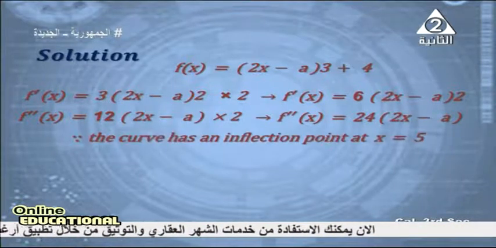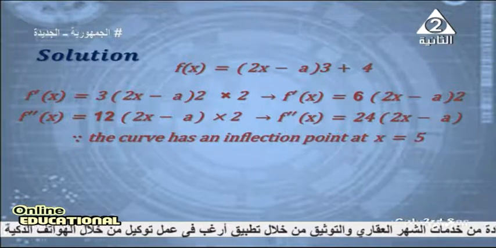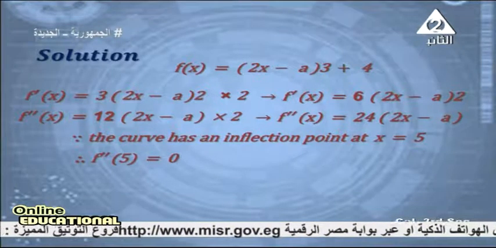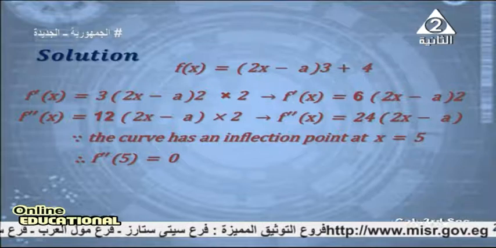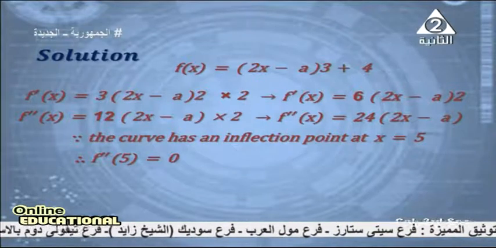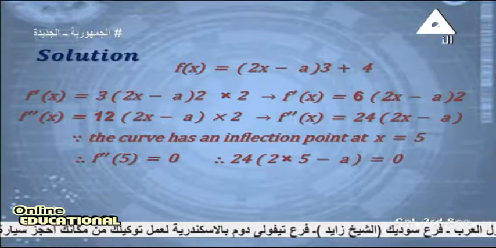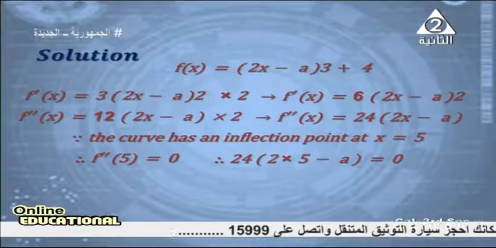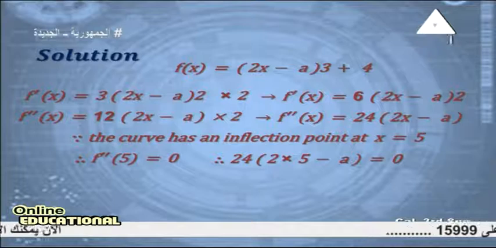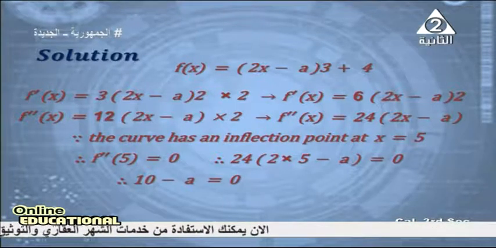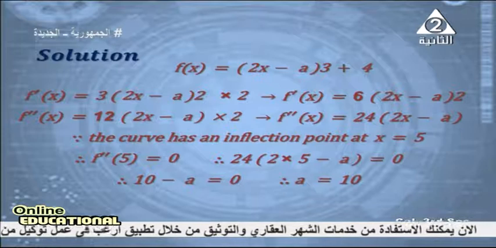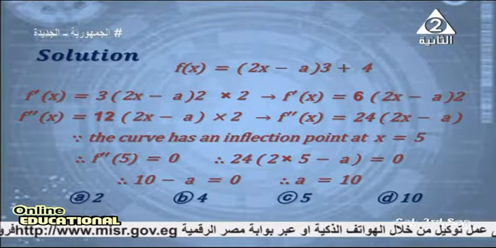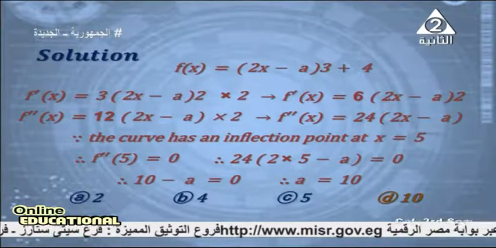Since the curve has an inflection point at x equals 5, then f double dash at x equals 5 equals 0. f double dash 5 equals 0 means 24 multiply the bracket (2 times 5 minus a) equals 0. Then 10 minus a equals 0 and the value of a equals 10. Then the right answer is letter D, which equals 10.